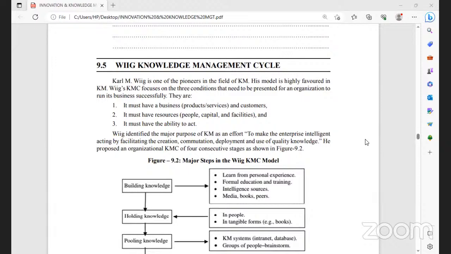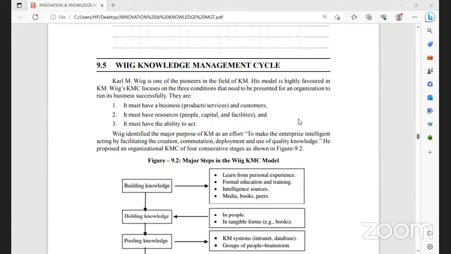Wiig's knowledge management cycle. According to this, the Wiig model is highly favored in focusing on the 3 conditions that need to be present for an organization to run its business successfully. And what are these 3 dimensions? It must have a business and customers. It must have resources, and it must have the ability to act. Means it should contain business and customers. Along with that, it should contain the basic, primary resources. And not only that, just having the resources will not be sufficient. They should have that ability to act.